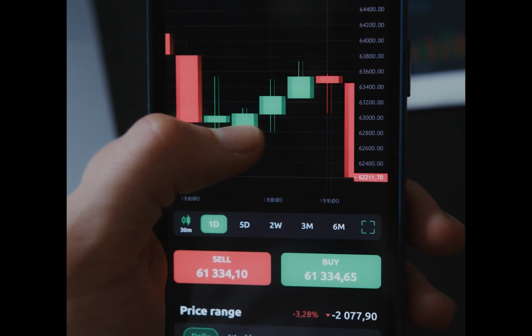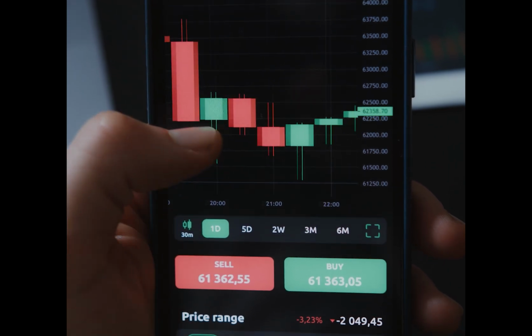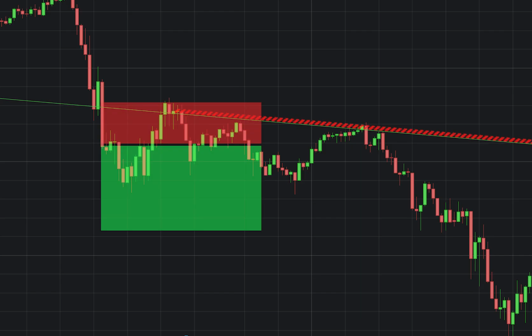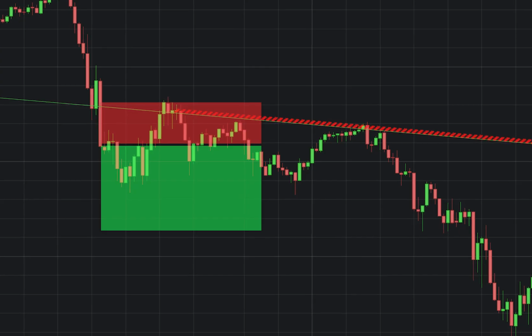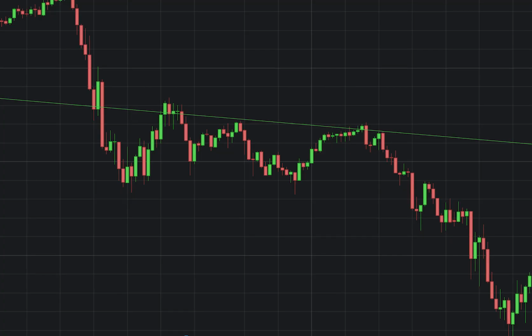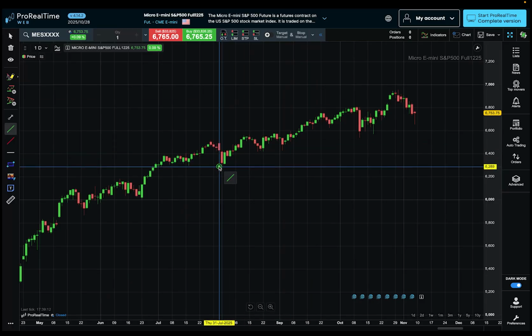Does this guarantee success? Absolutely not, but it gives you two pieces of information instead of one. The break happened and the role reversal confirmed. That's more context than just reacting to the first candle that breaks. Still, there's no formula, just pattern recognition built over time. The more charts you watch, the better you get at reading this situation. That's the reality.